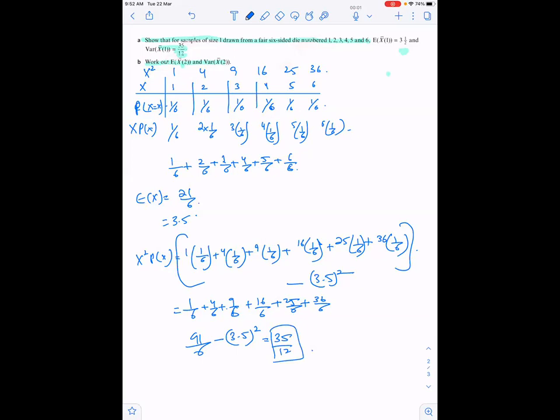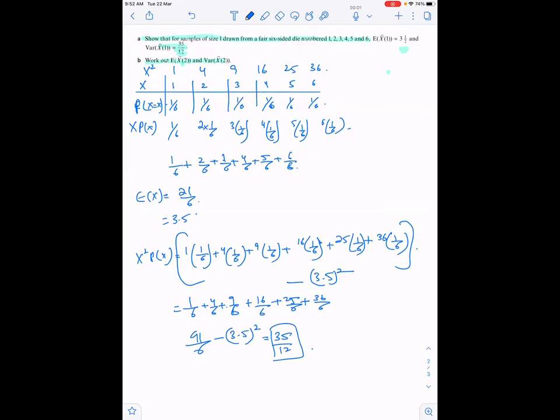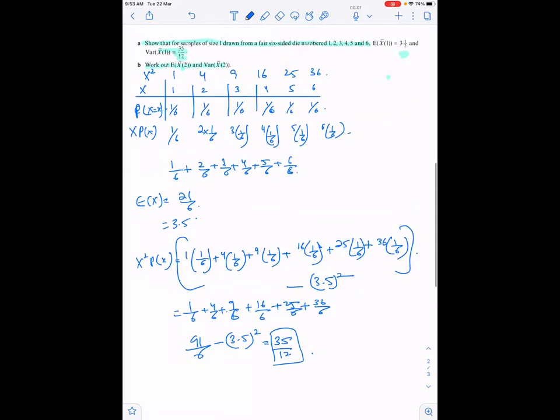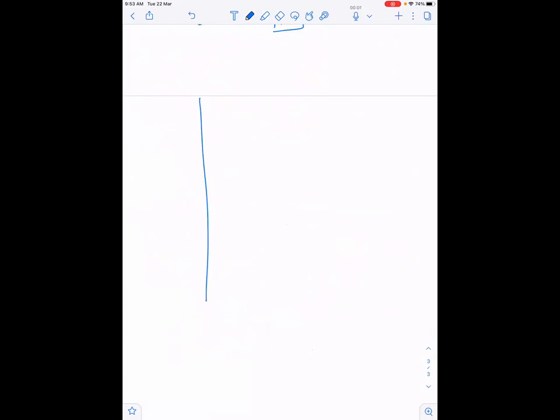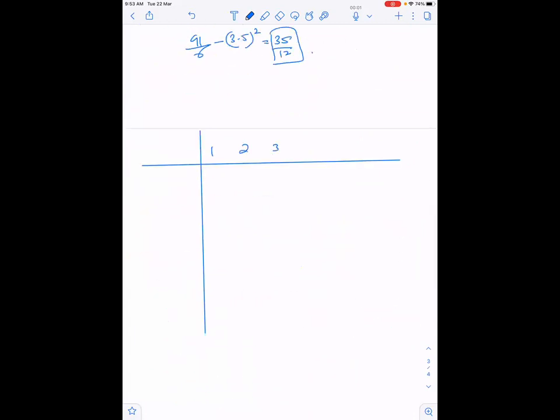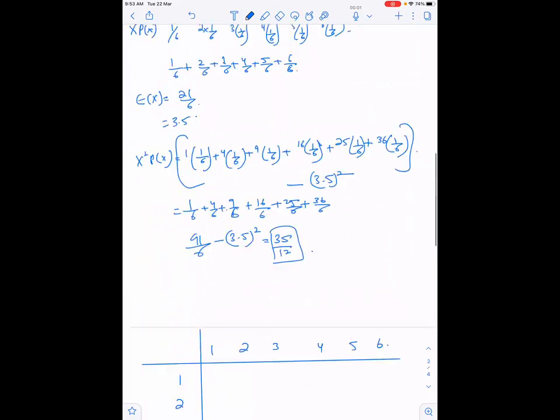Okay, now work out the mean and the variance when the sample size is 2. See, it's a fair die, so the probability is the same. Fair six-sided die. So 1, 2, 3, 4, 5, and 6 for the first throw, and 1, 2, 3, 4, 5, and 6 for the second.